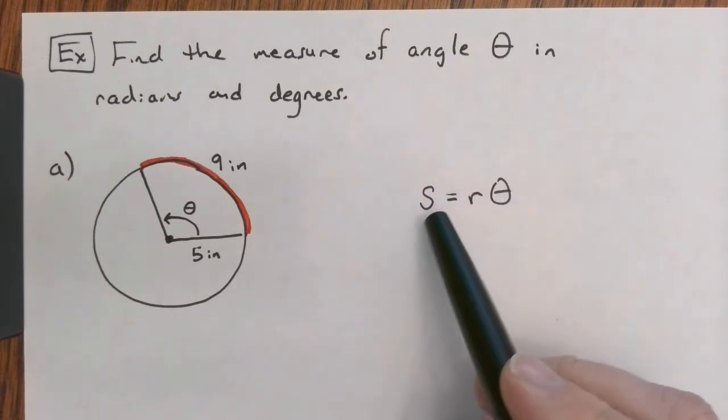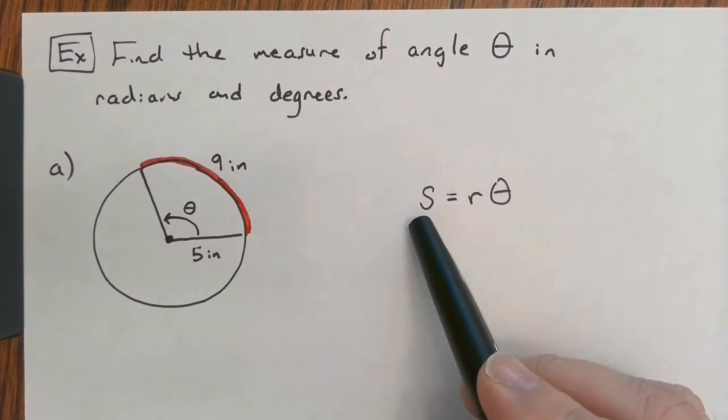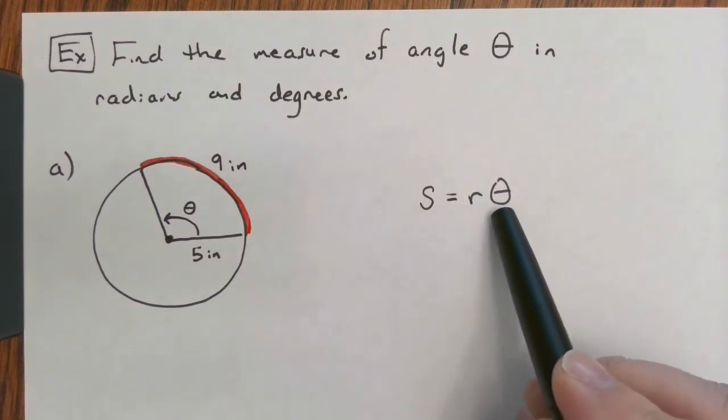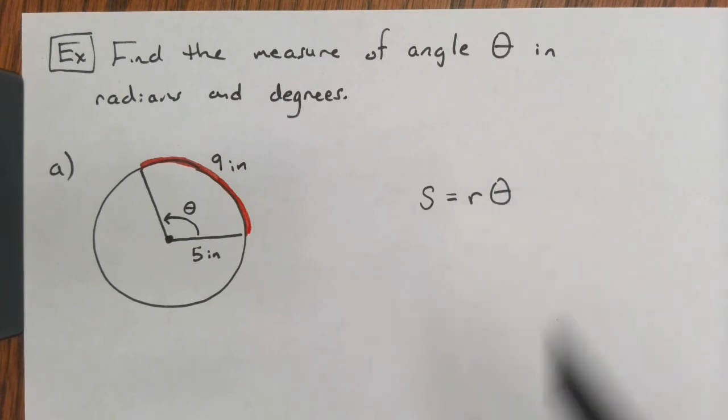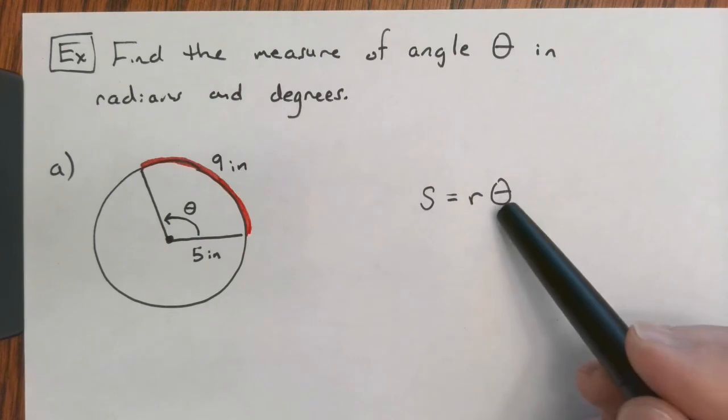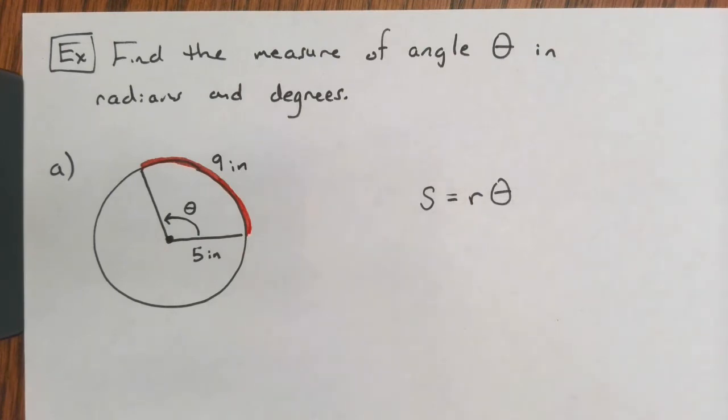To do this, we're going to use our formula S, the arc length, is equal to r times theta. Remember that theta in this formula is in radians. So when we calculate theta here, it will automatically be in radians for us, and then we'll convert that into degrees at the end. So let's plug in what we know.